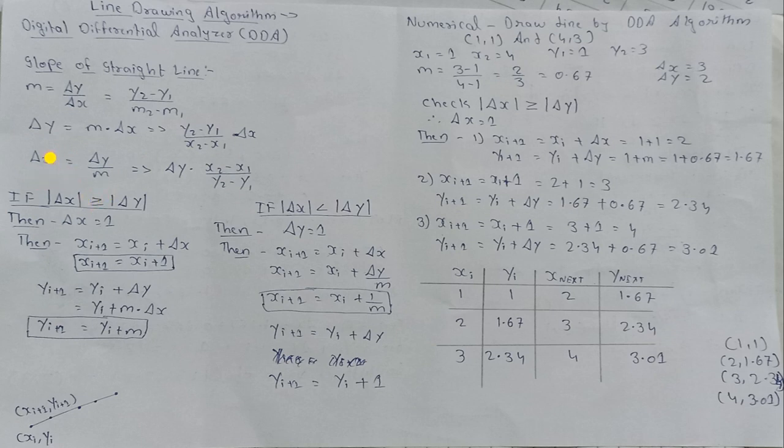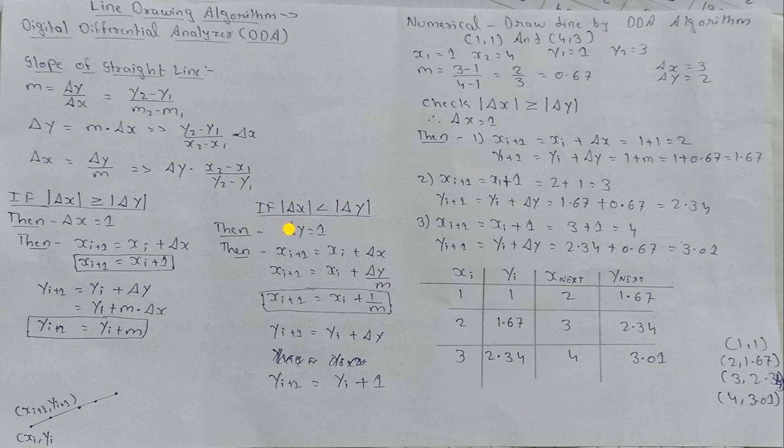So in case of whatever delta y and delta x values we have, we will put an if condition. If our delta x value is greater than or equal to delta y, we will mention delta x equal to 1. Okay, so if our delta x value is greater than or equal to delta y, we mention delta x equal to 1.